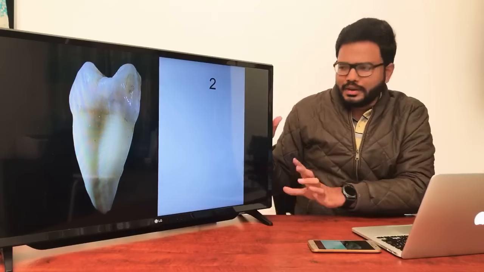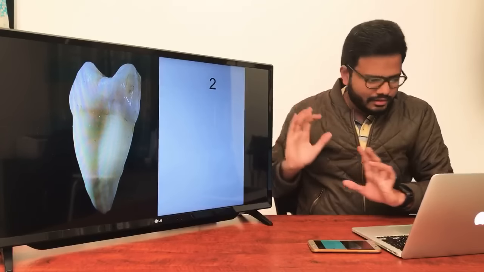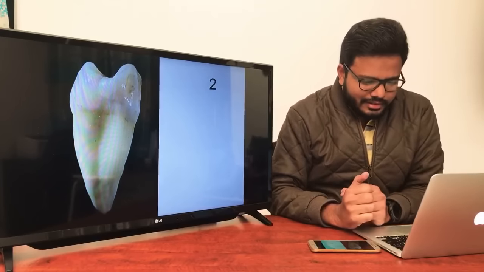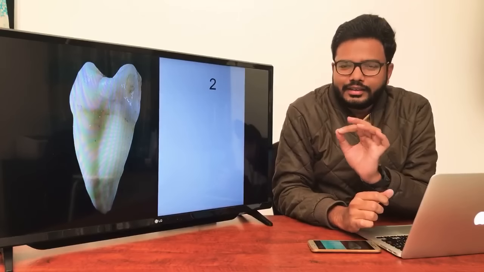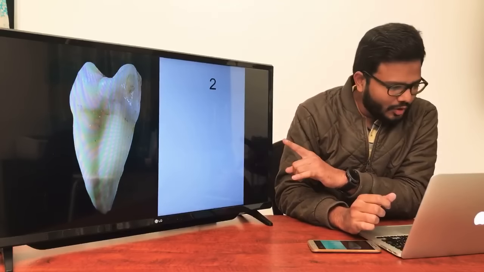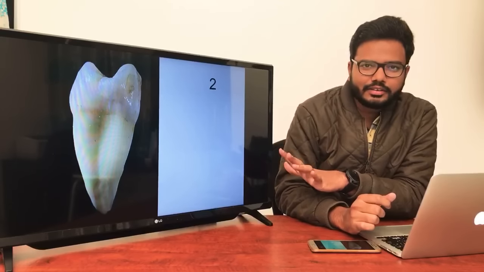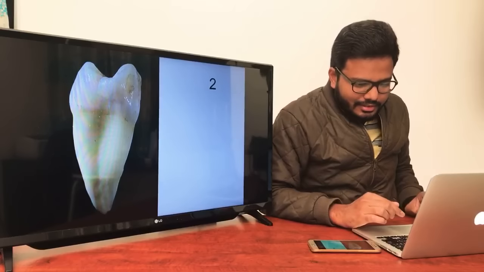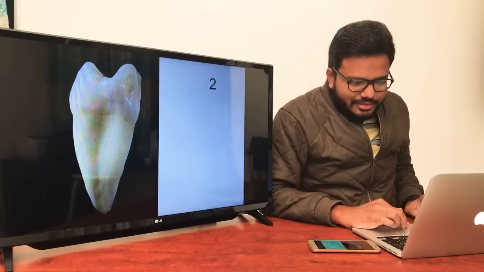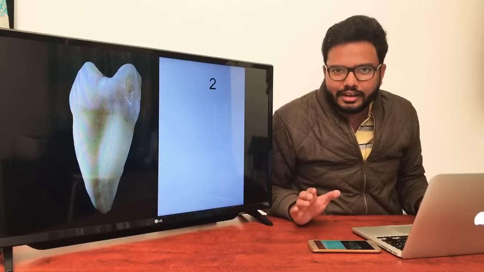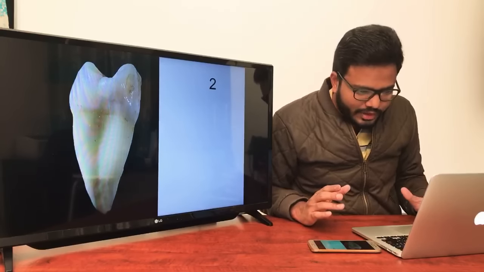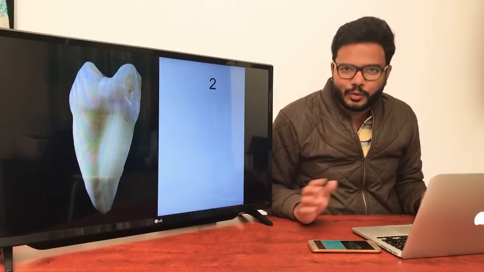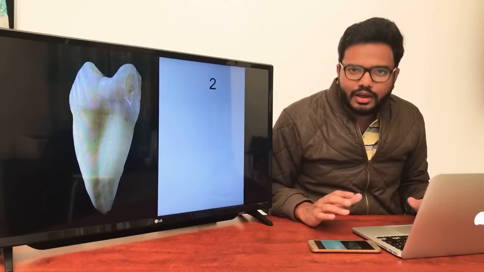Okay, this seems to be better comparatively. So identify the tooth based on the clinical representation or illustration. Obviously it's a premolar, that's understood. And I see most of you giving it as maxillary premolar, which is too good. So it's maxillary premolar, that's right.